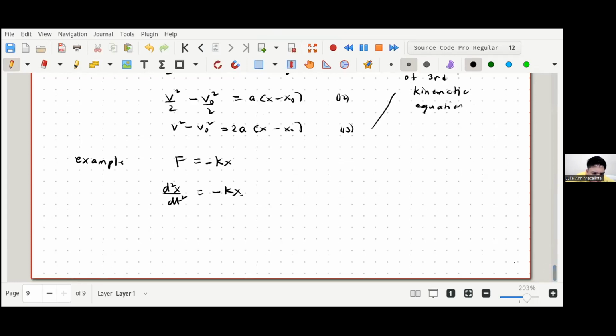So, hindi natin ma-solve yan. Pero, pag ginamit natin yung chain rule, we can write this down as v dv ds or v dv dx is equal to negative kx. And then, may hope na tayo to integrate. So, v dv is equal to negative kx dx. And then, pag in-integrate, v square over 2 is equal to negative kx square over 2 plus an arbitrary constant.